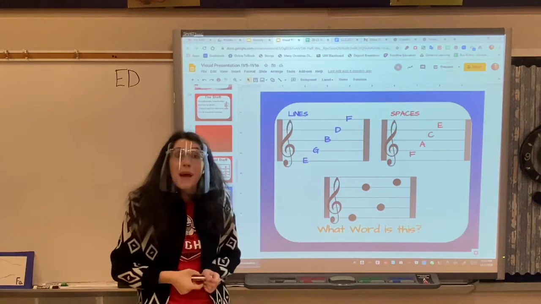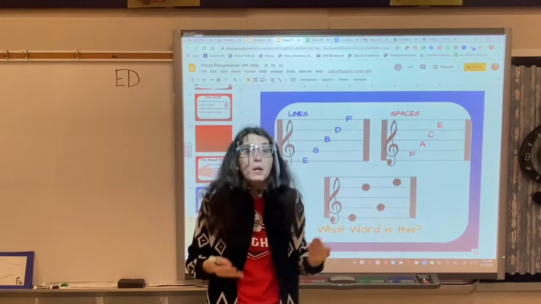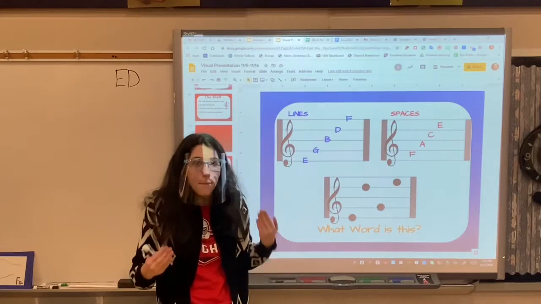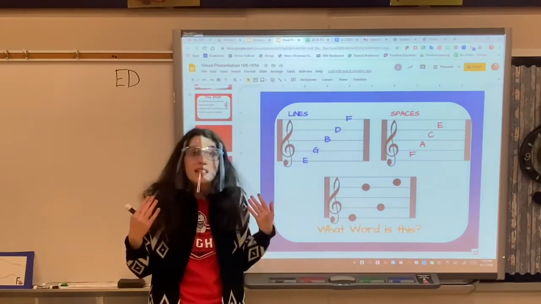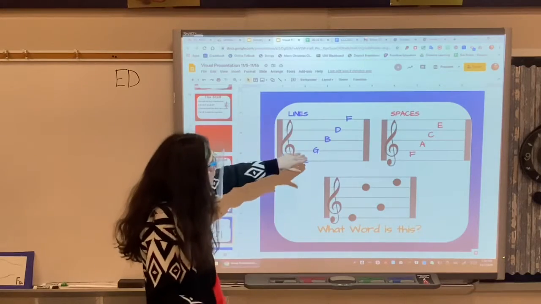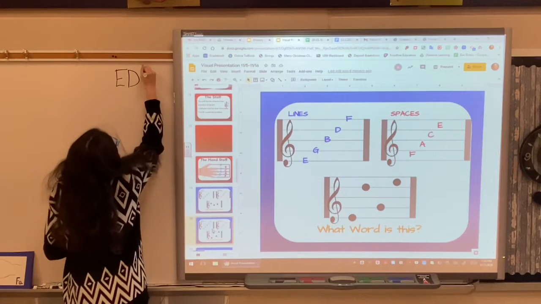I come over to my next note, which is this one. Remember, the height of the pitch does not matter. We always read left to right. So he is going to be on the 2nd line. I come over here. 1, 2. That is a G. So I write G next to it.